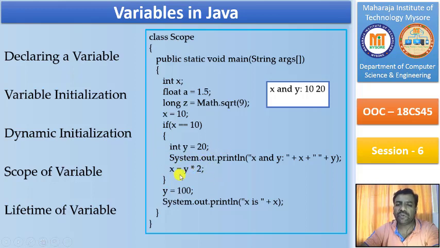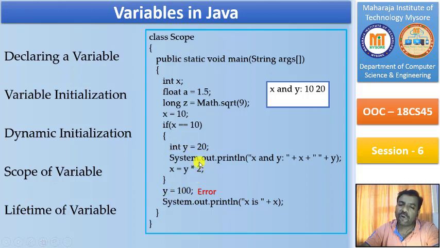And next, I am just going to say x equals y into 2. This is still valid, because x is the outer block variable. Hence, I can still use this. And when I say y equals 100, this is going to be an error, because the scope of y started at the start of this block and ended at the end of this block. This is going to be the scope of the variable. The scope of the variable is limited only to this block. Hence, you are not supposed to use this outside the block.